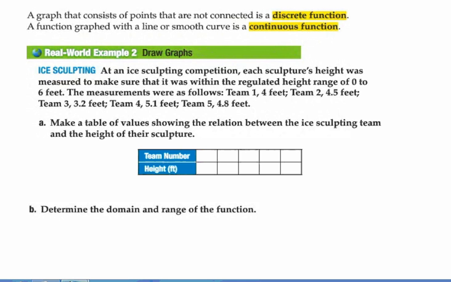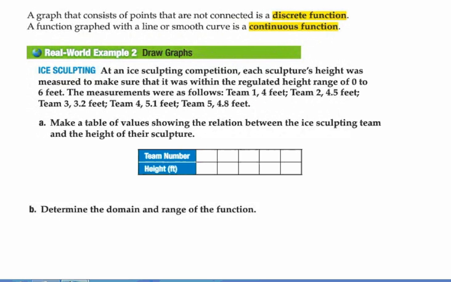At an ice sculpting competition, each sculpture's height was measured to make sure that it was within the regulated height range of 0 to 6 feet. The measurements were as follows. Team 1's info is there, Team 2, Team 3, Team 4, and Team 5. First thing they want us to do is make a table of values showing that relationship between the ice sculpting team and the height of their sculpture.